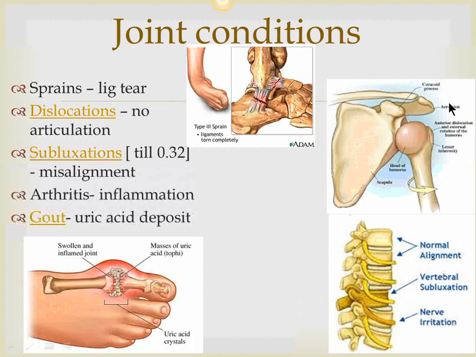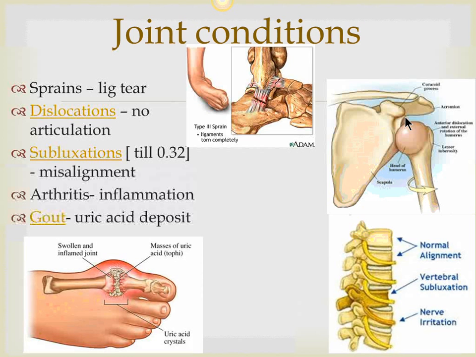So in the case of the shoulder joint, the head of the humerus can completely come out of the socket and they no longer articulate. So if this is the glenoid cavity, this is the head of the humerus as shown here. It's lying in front, so they're not articulating at all, and that's called a dislocation, okay?